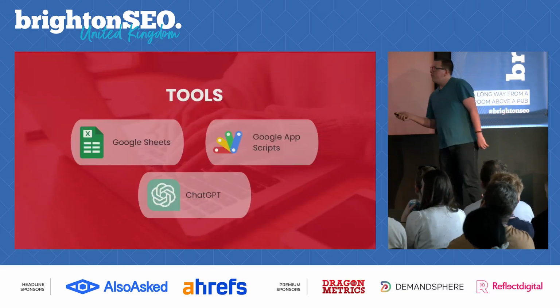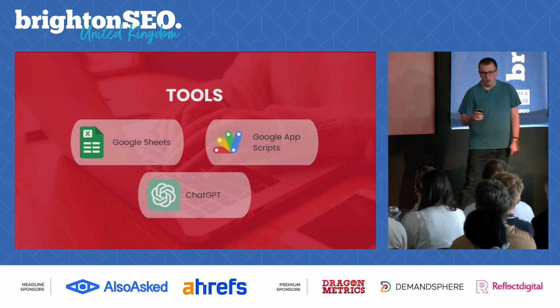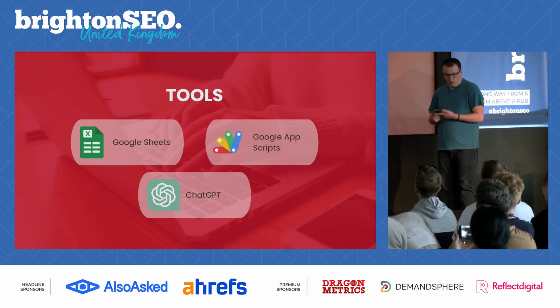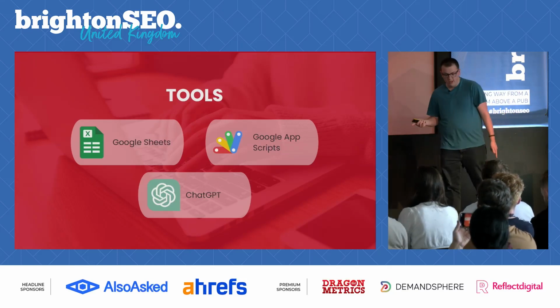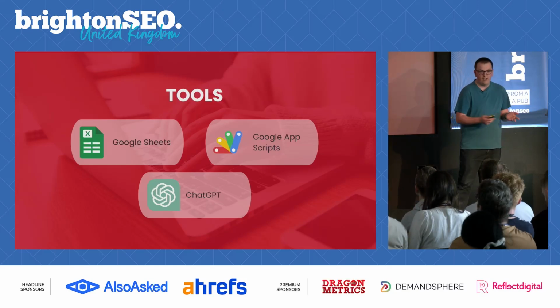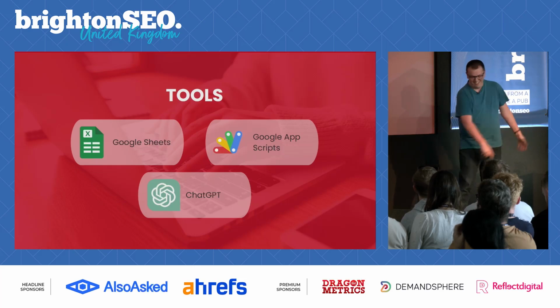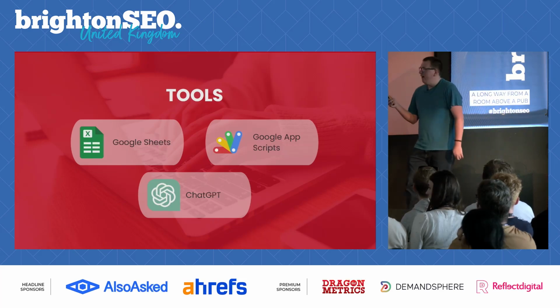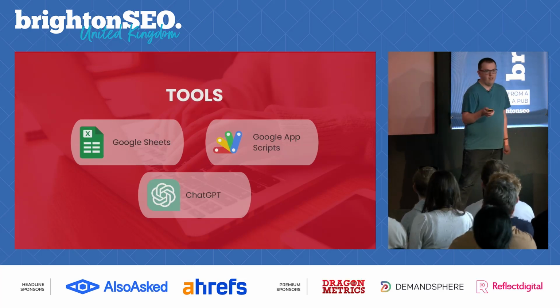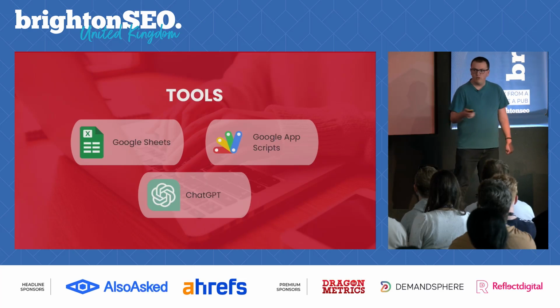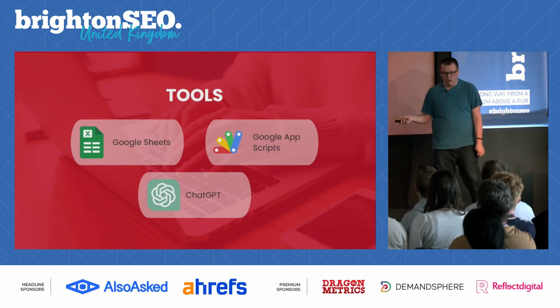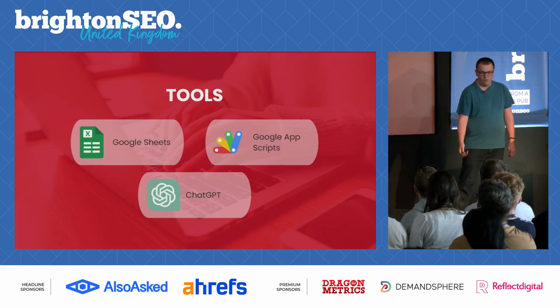So, first thing is what tools we're going to use. I'm going to use Google Sheets, Google Apps Script, which is built into Google Sheets, and ChatGPT. You can use any AI, or as we were talking about before, LLMs instead. So yeah, I'm going to talk about ChatGPT today using that. I have used Google AI Studio as well, which works as well as ChatGPT.